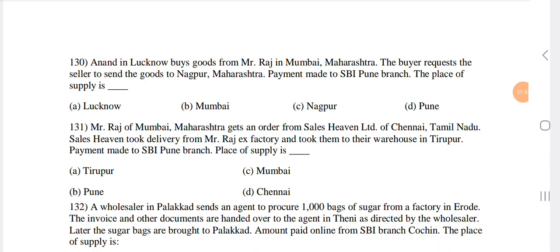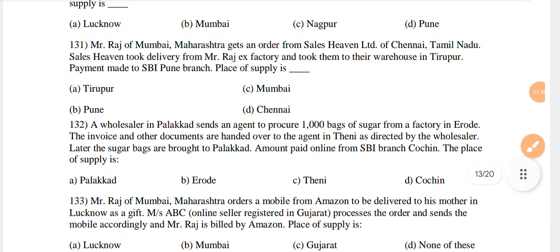Lucknow. Next question, Mr. Raj of Mumbai, Maharashtra gets an order from Sales Heaven Limited of Chennai, Tamil Nadu. Sales Heaven took delivery from Mr. Raj's ex-factory and took them to their warehouse in Tirupur. Payment is made to SBI Pune branch. Place of supply is dash. Option A, Tirupur. B, Pune. C, Mumbai. And D, Chennai. The correct option is C.